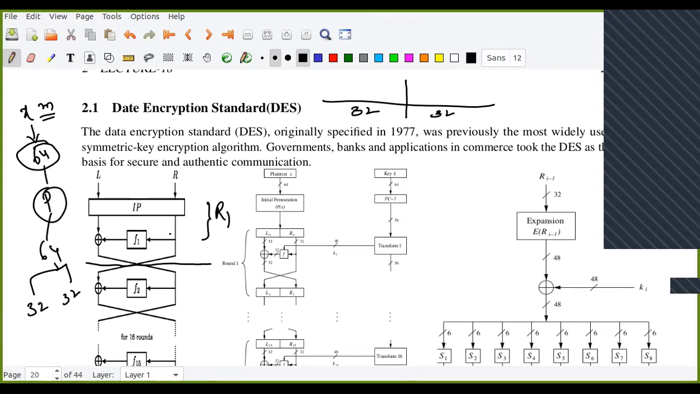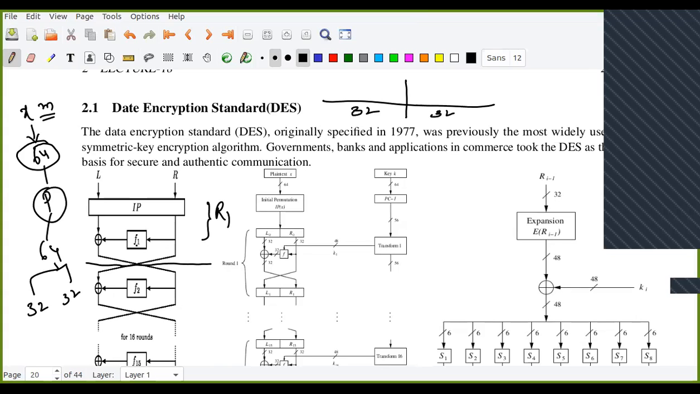But what about the left? Even the right also goes here. This 32 goes here, and here there is a function. That function takes this right part, does something, and gives output again. It goes here, and this left part and right part, after the operations, something comes here that will do the XOR operation. That will become the right part of the next round.